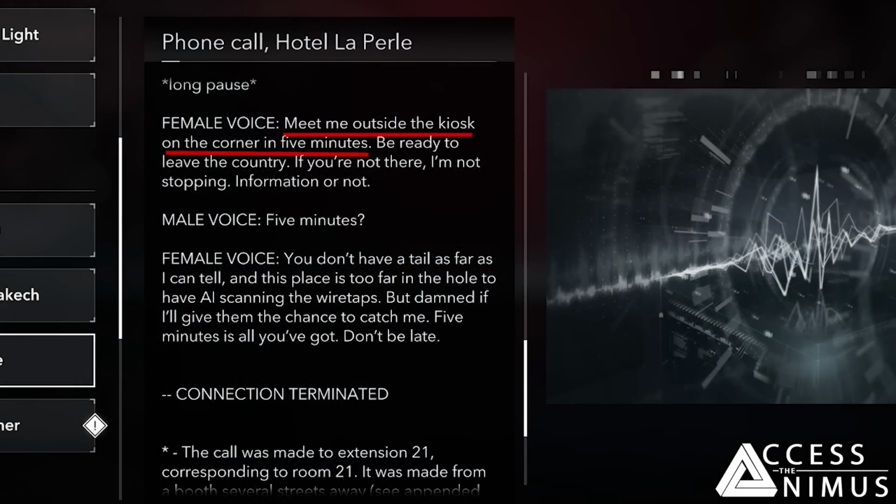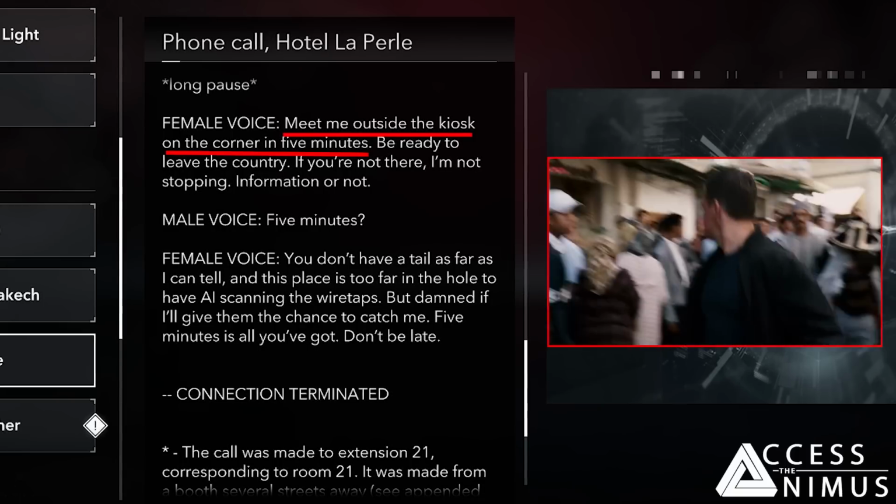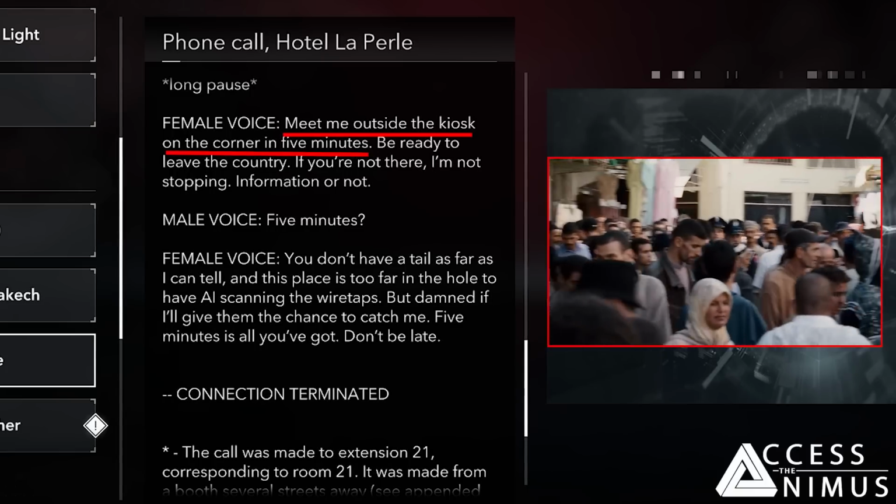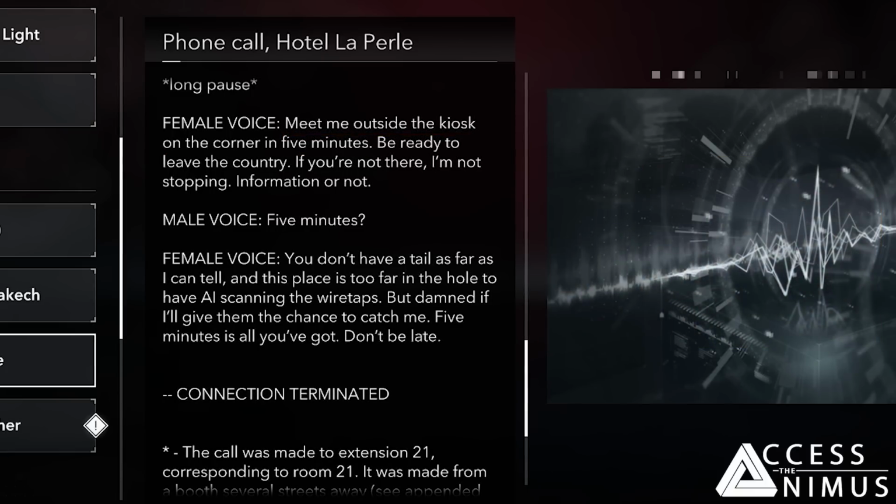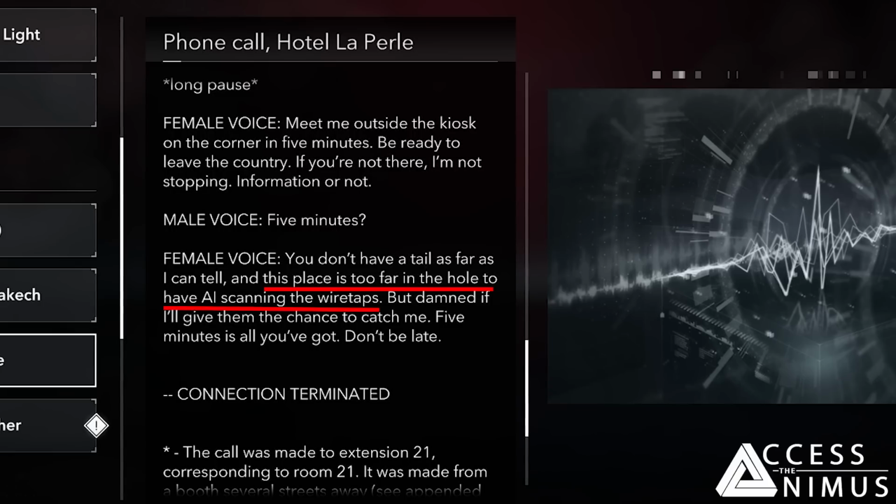Tatiana finally accepts to meet Joel on her own conditions, which involve meeting immediately, hence why I think this call should be happening right after the commotion at the souk, and she says that she doesn't think that that area of the city has AI scanning the wiretaps, but evidently she is mistaken.